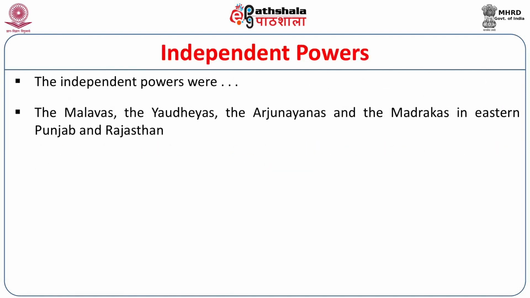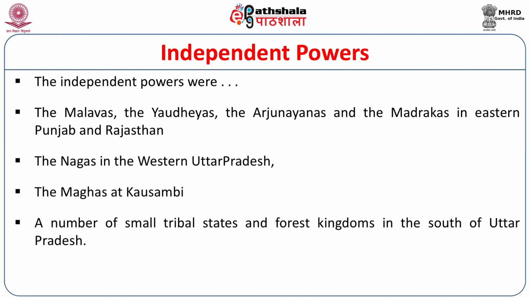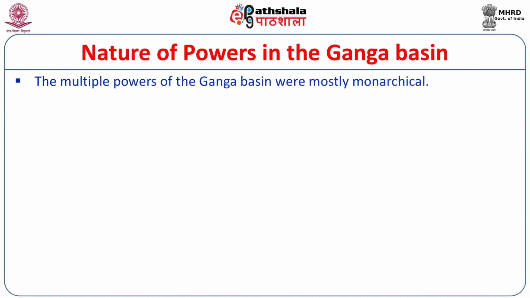The independent powers were the Malavas, the Yaudheyas, the Arjunayanas and the Madrakas in eastern Punjab and Rajasthan, the Nagas in western Uttar Pradesh, the Maghas at Kausambi, and a number of small tribal states and forest kingdoms in the south of Uttar Pradesh. This was the scenario after the decline of the Kushanas. In the Ganga basin, we find that there were multiple powers, and these powers were mostly monarchical.